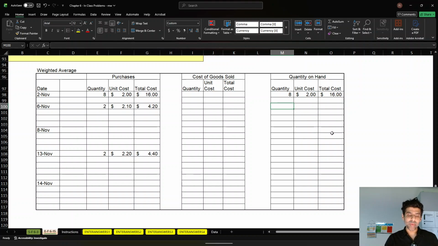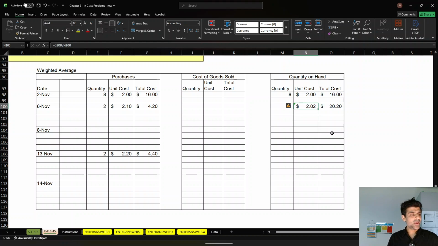The way I would recommend doing it is to figure out, first of all, how many total units I have. So I started with 8, and I'm buying 2 more. And then I figure out what my total value of inventory is. I started with $16 and I bought $4.20 more. So you're kind of backing into the unit cost with weighted average. I start off with these 2 pieces of information, and I can use the total cost divided by the total number of units. This is now my weighted average cost.